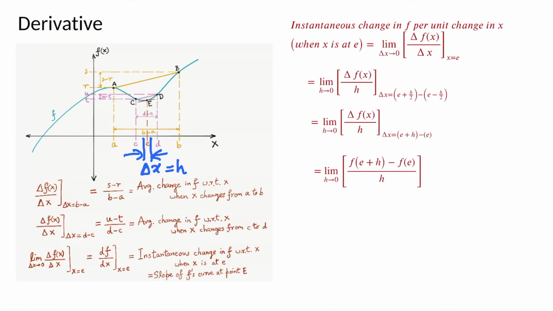So what would be the rate of change of f with respect to the rate of change of x? That would be delta f divided by h. H is delta x here, and take the limit of that as h tends to 0. So this is how we have defined the slope of this tangent at x equal to e, which is the derivative of f with respect to x at this point x equal to e.